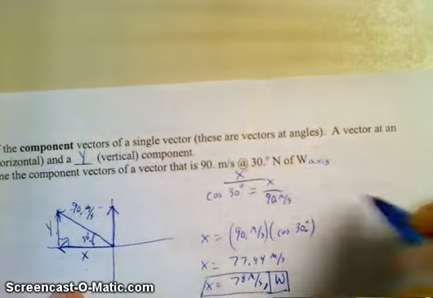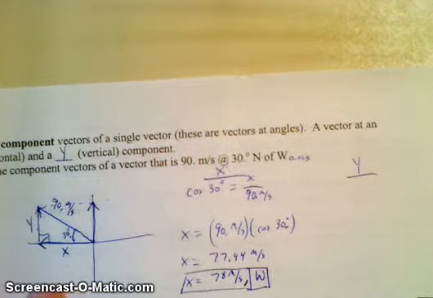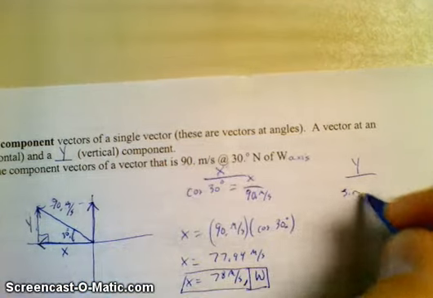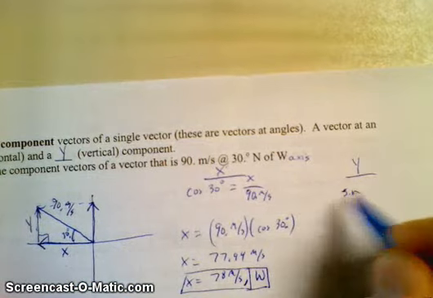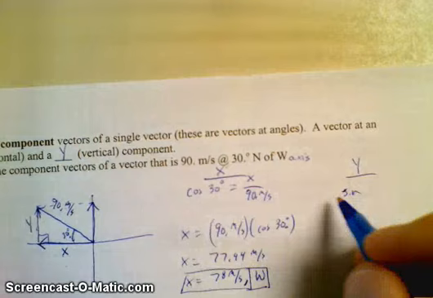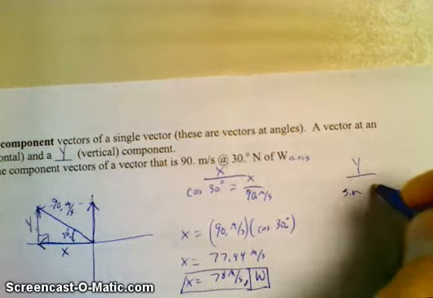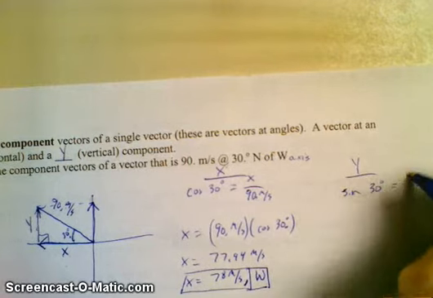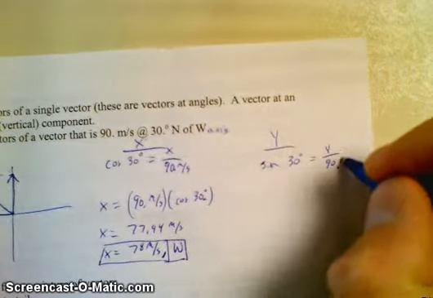So that's your x. Let's look at the y component. Y component is the opposite of that. So it's really simple. If this was cosine, this is sine. If this was sine, this is cosine. It's just the opposite trig function. So sine of 30 degrees is equal to y over 90 meters per second.